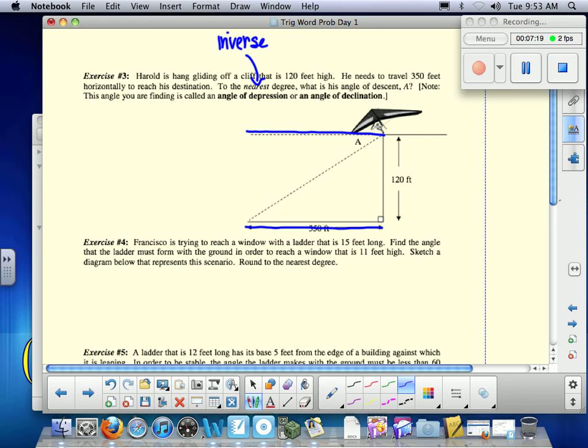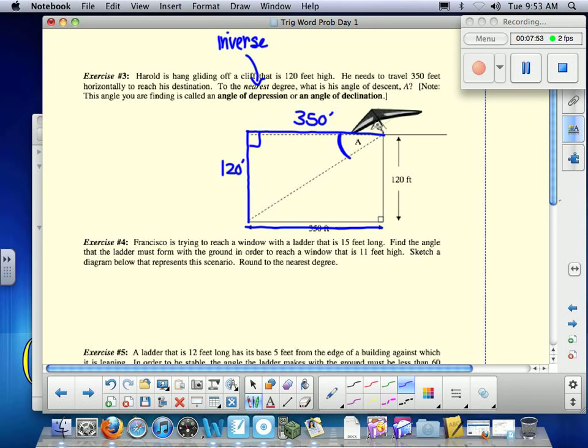Okay, what is his angle of descent? This one right here. That angle's not inside the triangle. Oh, I could do this, you're saying? Oh. It's a giant rectangle. All right. And 350 feet. So I think Victoria said rectangle.